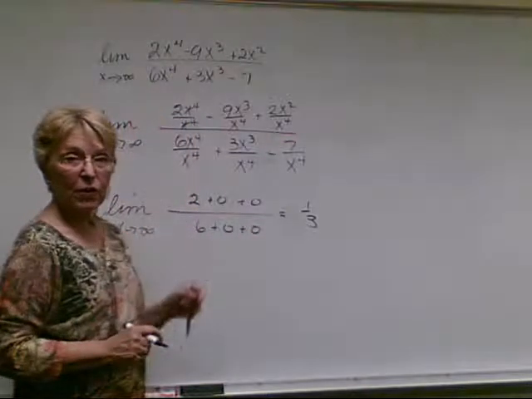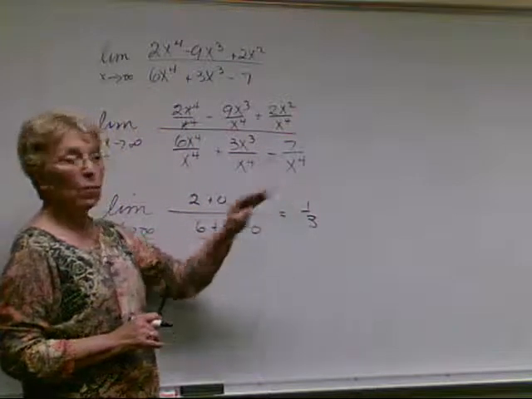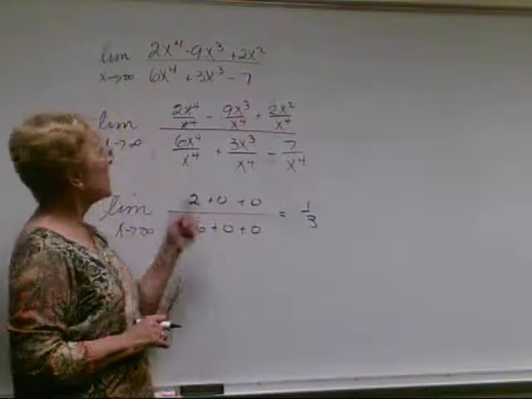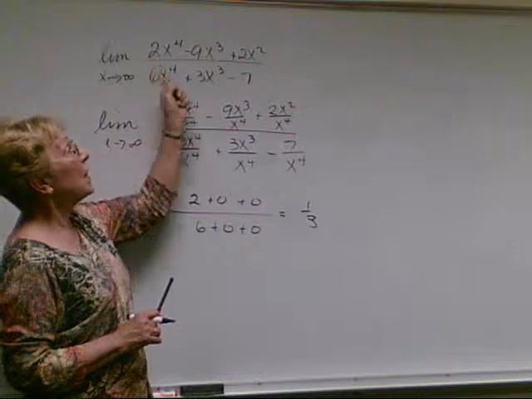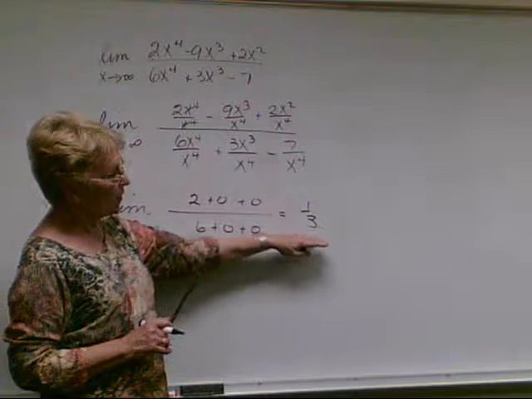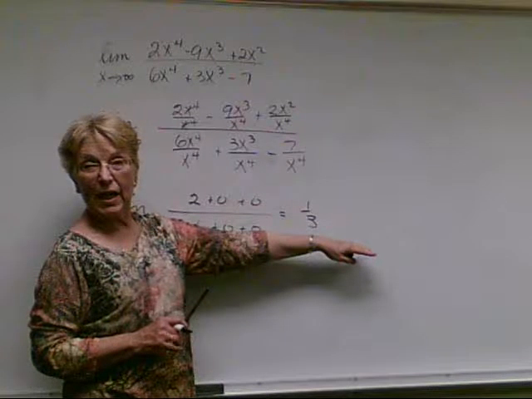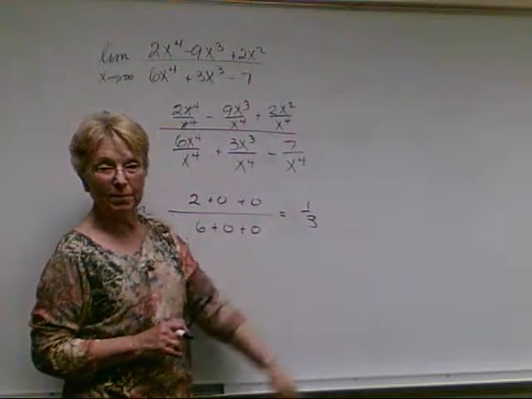If you check this out on your calculator and went way out on the x-axis, you would see that that's where the functional value is heading. It's coasting toward a horizontal asymptote of 1/3. Not so hard.